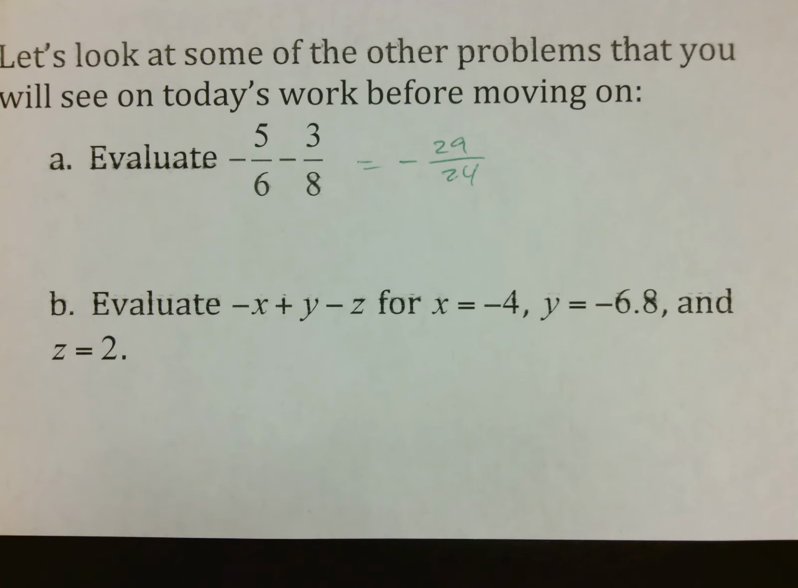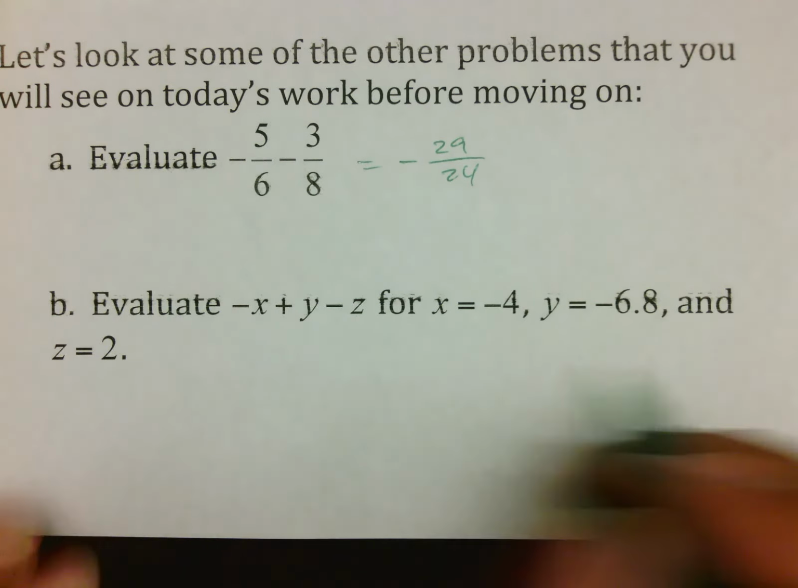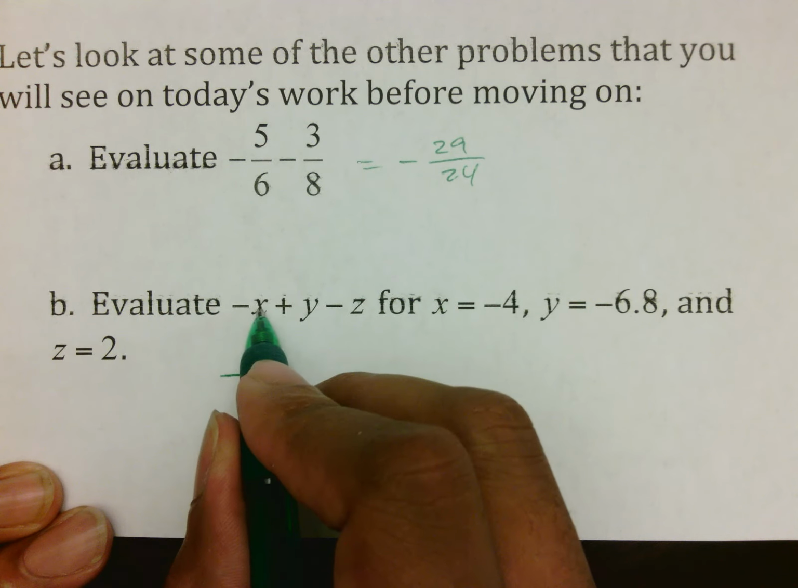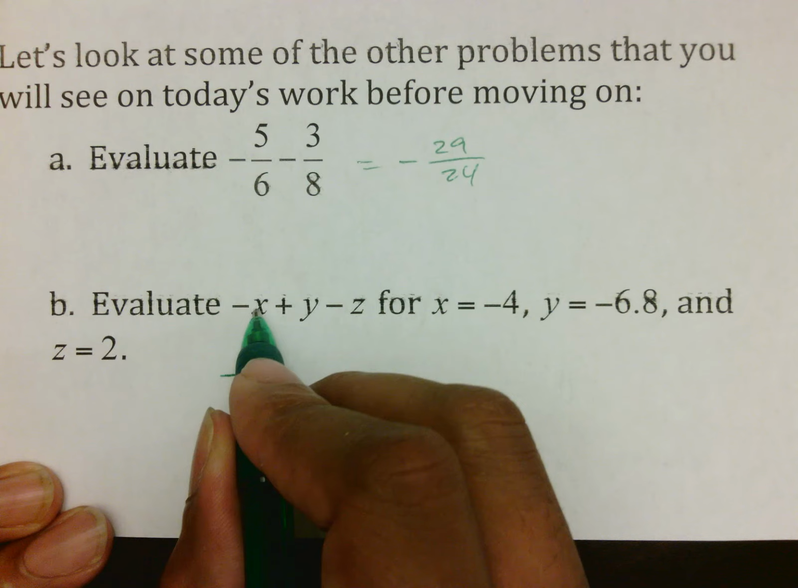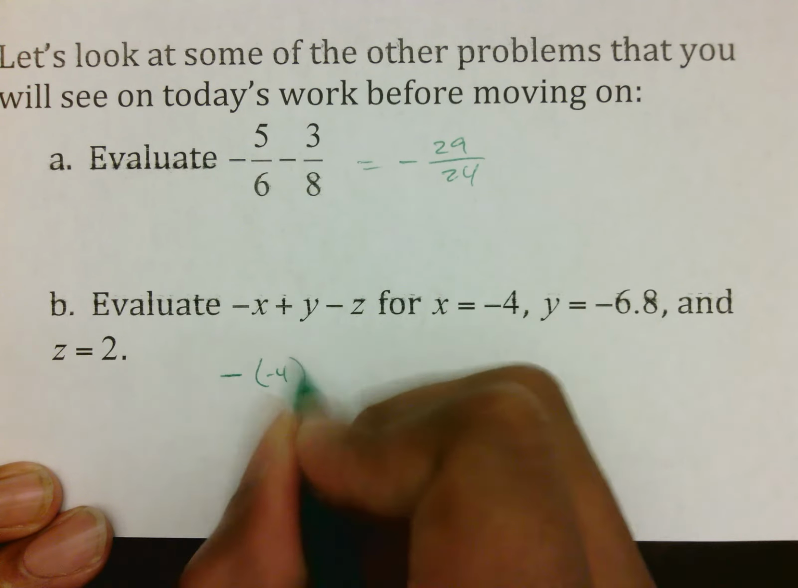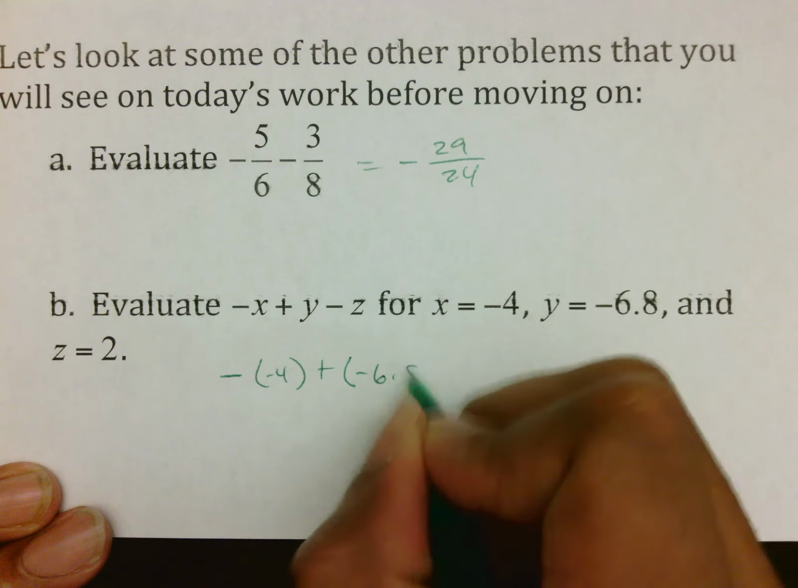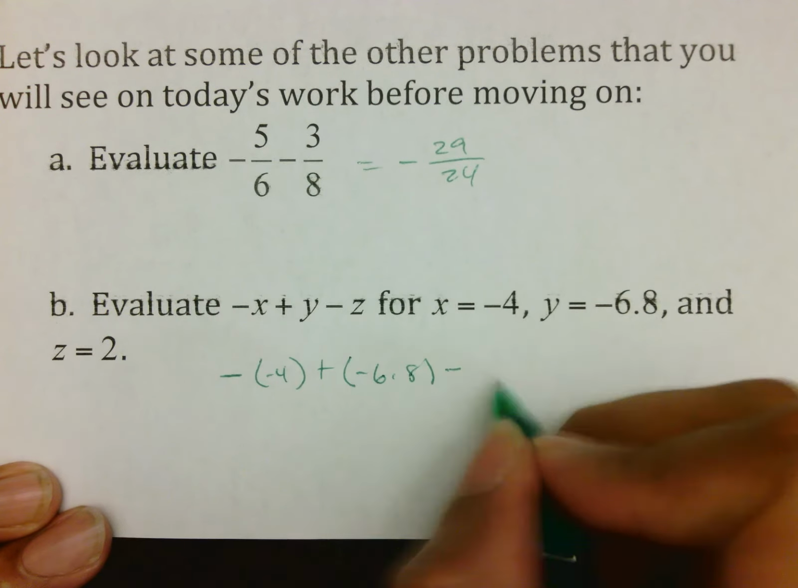B wants you to evaluate this question for these three values of x. What we learned last week was that we simply write everything up to the variable and then we substitute. So negative x, I'm going to put parentheses negative 4, plus y is parentheses negative 6.8 minus z, which is parentheses 2.